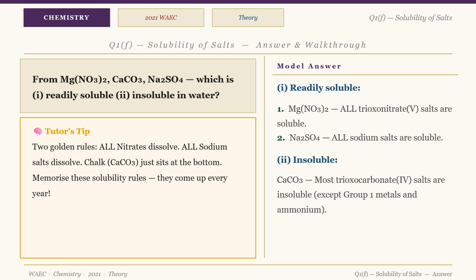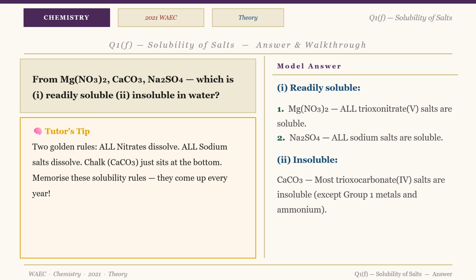Now use these 2 golden rules that you must memorize. All nitrates dissolve and all sodium salts dissolve. Chalk, calcium carbonate just sits at the bottom.